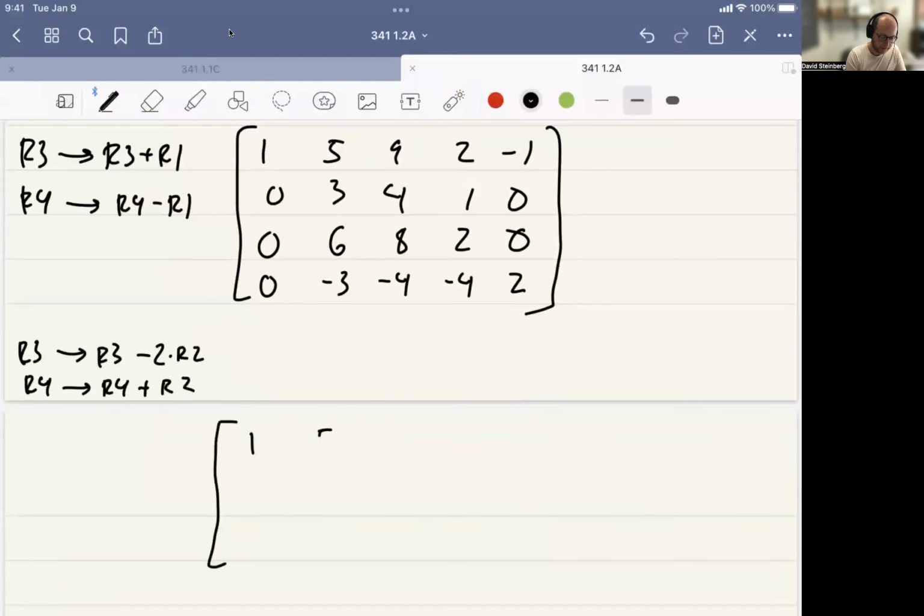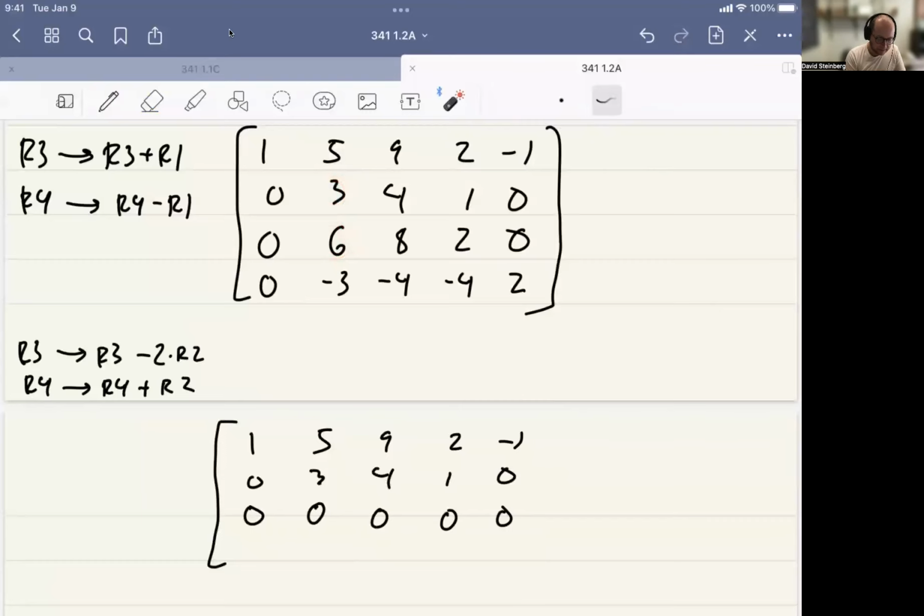So 1 and 2 haven't changed yet. 0, 3, 4, 1, 0. Now we've got row 3 minus 2 row 2. So 6 minus 2 times 3 is 0. 8 minus 2 times 4 is 0. 2 minus 2 times 1 is 0. Well, that's fine. 0 minus 2 is 0. So we've got a row of zeros now. That's the way it goes sometimes.